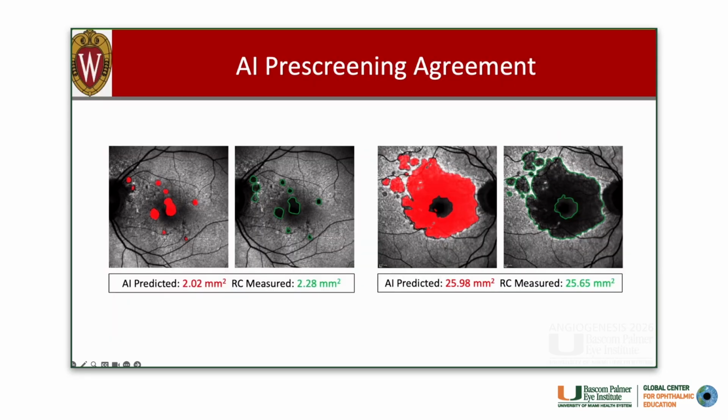So AI pre-screening agreement with the reading center was very close. It was 87% accuracy, and you can see that applies both to those smaller lesions, but also to very large lesions.